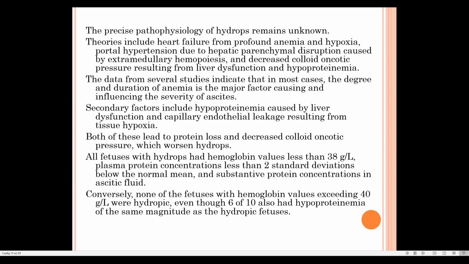All fetuses with hydrops had hemoglobin values less than 38 gram per liter, plasma protein concentration less than 2 standard deviations below the normal mean, and substantive protein concentrations in ascitic fluid. Conversely, none of the fetuses with hemoglobin values exceeding 40 gram per liter were hydropic, even though 6 to 10 also had hypoproteinemia of the same magnitude as the hydropic fetuses.